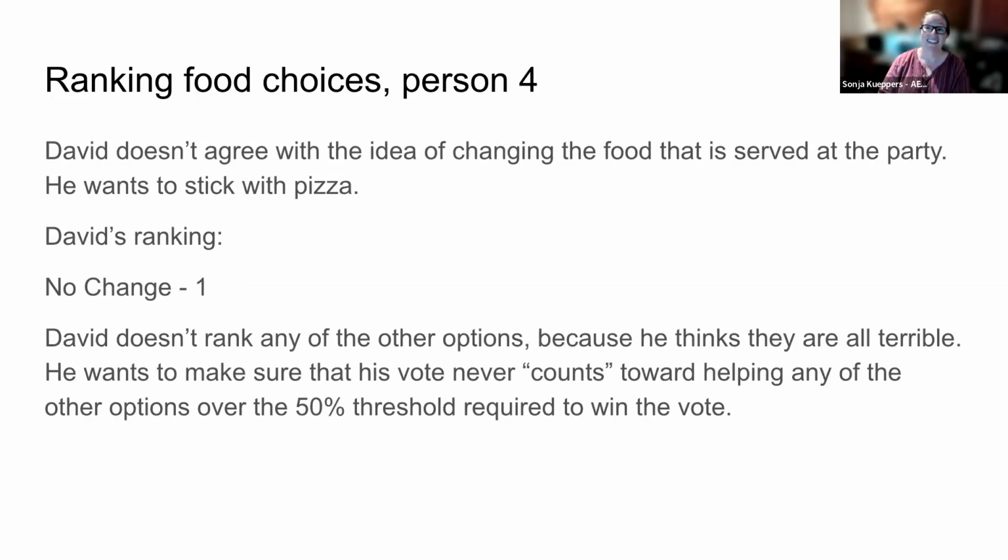David is contrary, and he doesn't agree with the idea of changing the food that's served at the party at all. He wants to stick with pizza. So he ranks no change first, and he doesn't rank any of the other options. The reason he doesn't rank any of the other options is because he thinks they're all terrible, and he wants to make sure that his vote never counts toward helping any of the other options over that 50% threshold that's required to win the vote, right? So that's why he doesn't rank them.